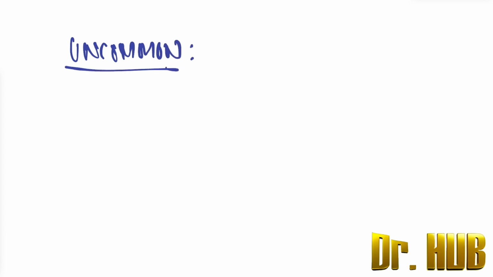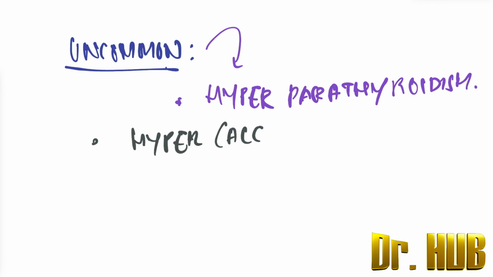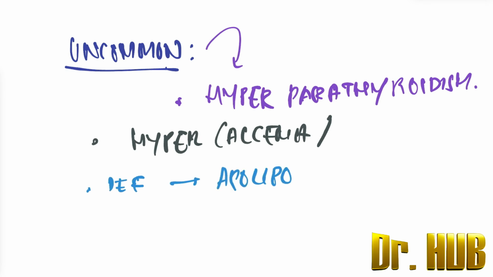Now let's look at some uncommon causes. So uncommon causes include hyperparathyroidism, and there is also hypercalcemia, and there is also the deficiency of apolipoprotein. So that is C2.